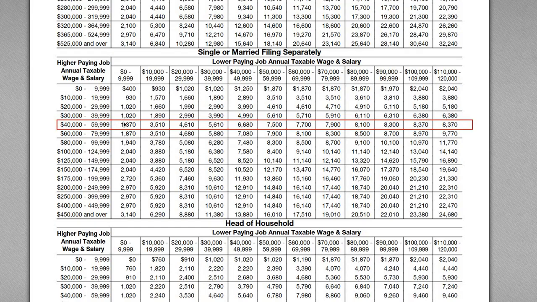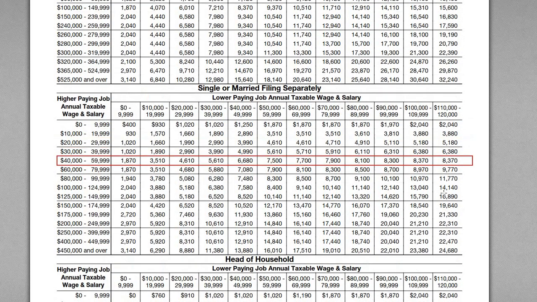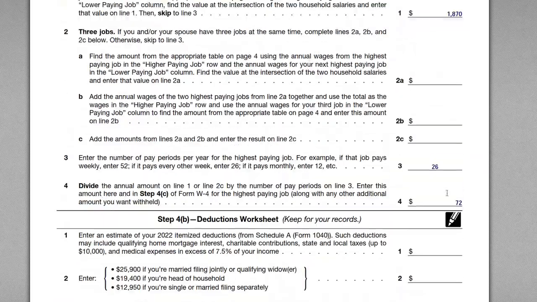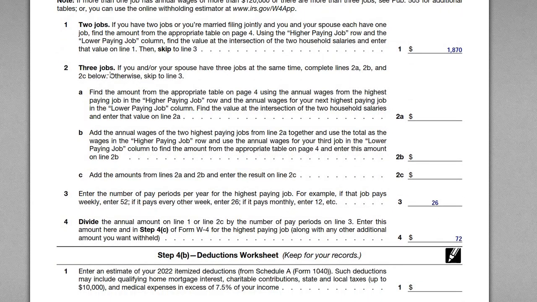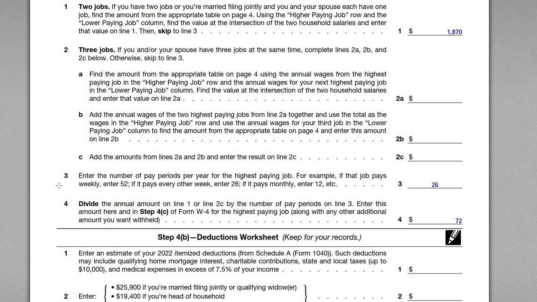Okay, so once we have that 1870 amount, then we scroll up here and we place the 1870 on line 1, right? So line 1, $1,870. Step 2, 3 jobs, doesn't apply to us because we just have the 2, so we can skip that. And then in line item 3, they want us to enter the number of pay periods for the highest paying job, okay? So in John's example, his 55K a year job at the accounting firm, they get bi-weekly paychecks, so he gets paid every 2 weeks. So the number of pay periods is going to be 26.